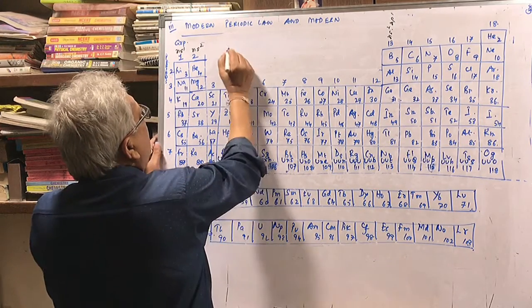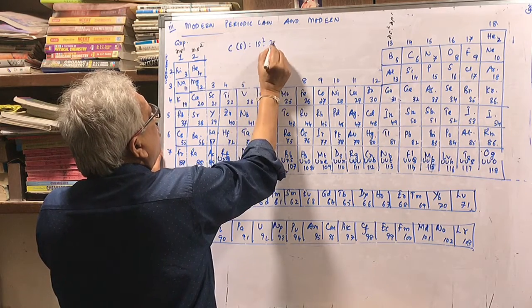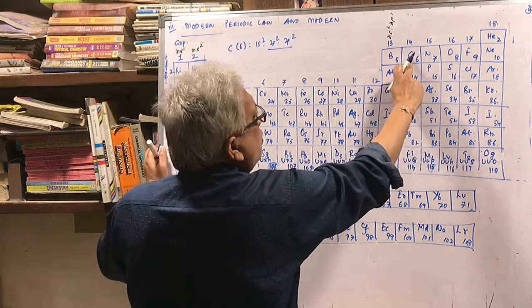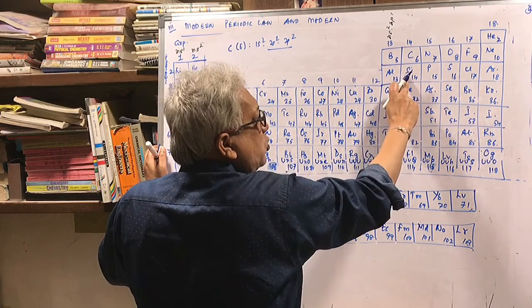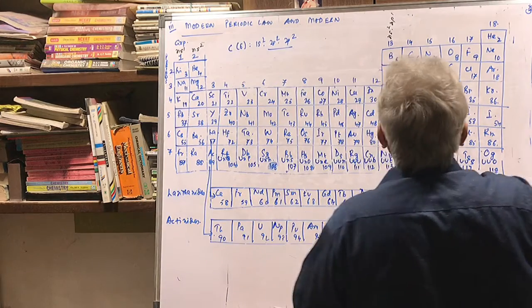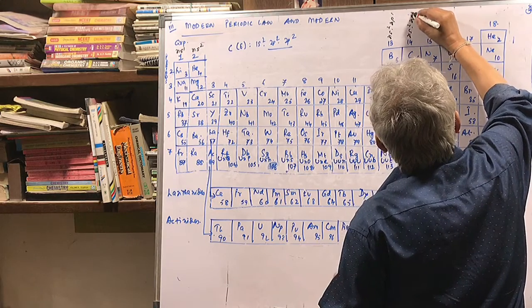So for carbon, atomic number 6. So it will be 1s2, 2s2, 2p2. So this configuration is 2s2, 2p2. This will be 3s2, 3p2, 4s2, 4p2. That means common outermost shell configuration will be ns2, np2.